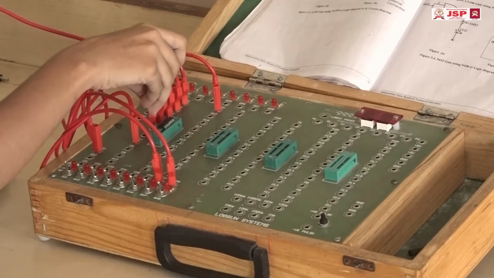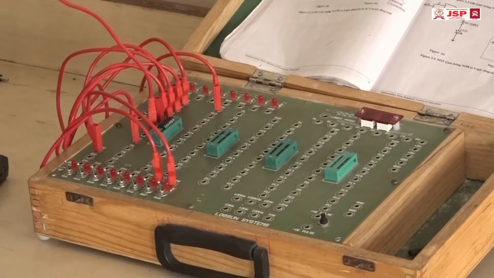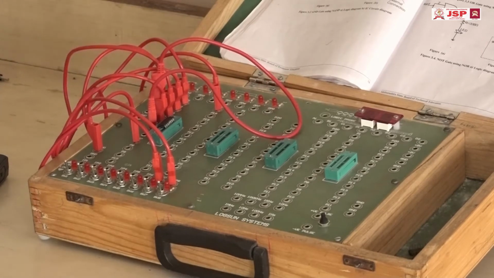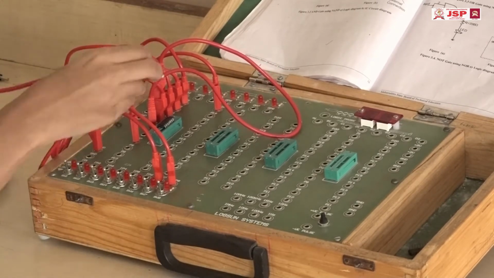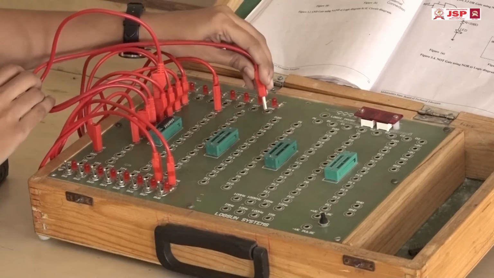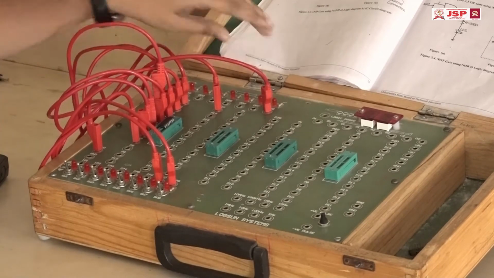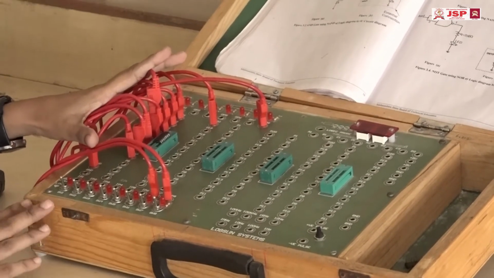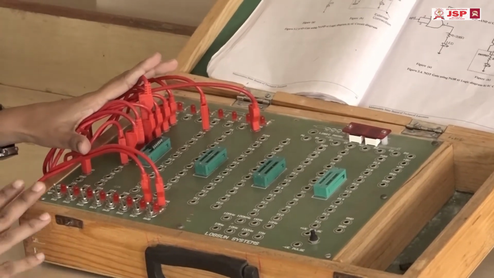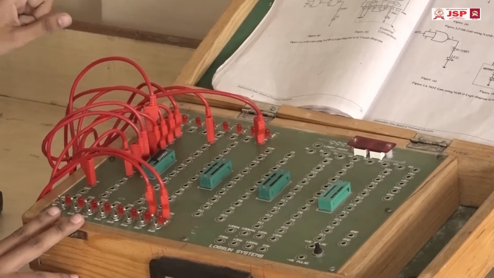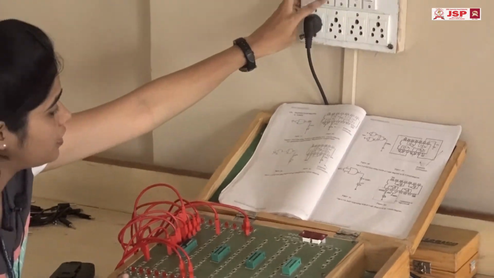So we connect pin numbers 4 and 5 to each other, and pin number 6 is the final output, which we give to the output port. So here we have designed and constructed the AND gate using the NAND gate. We can verify here the truth table of the AND gate. Now switch on the power supply.